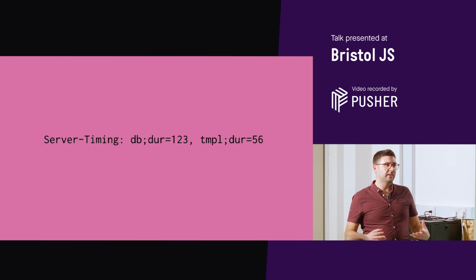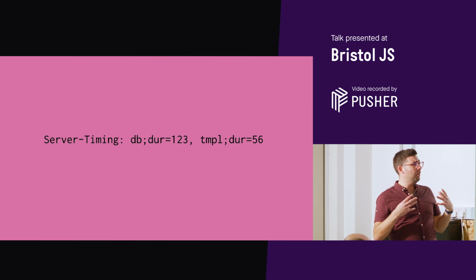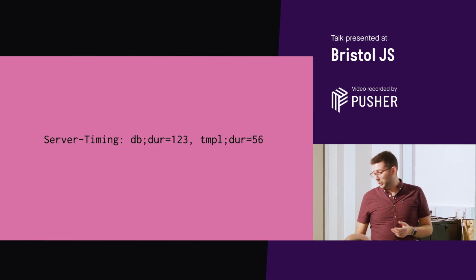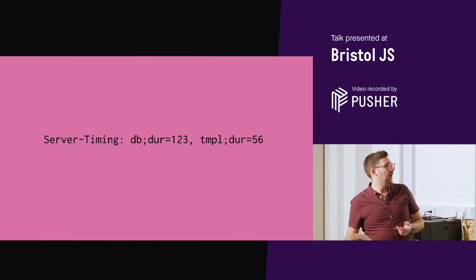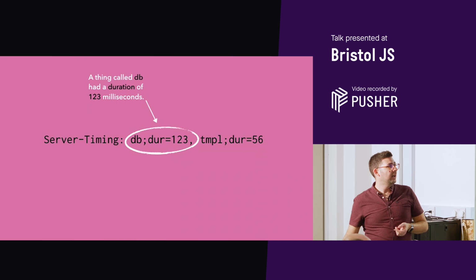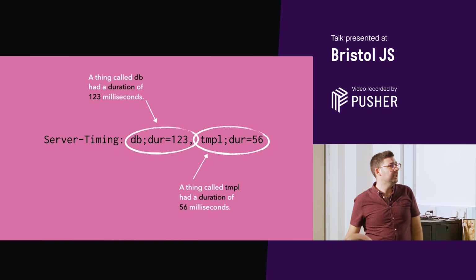So what does this header look like? Well, it's server-timing, and then you send back a metric. And here I'm sending two metrics. One of them is called DB, and I'm saying the duration of that is 123 milliseconds. And I'm sending a second one that's TPL, and these are just names, name them whatever you need them to be. So this is maybe something to do with the database, maybe something to do with templating. I'm saying that one's 56 milliseconds.